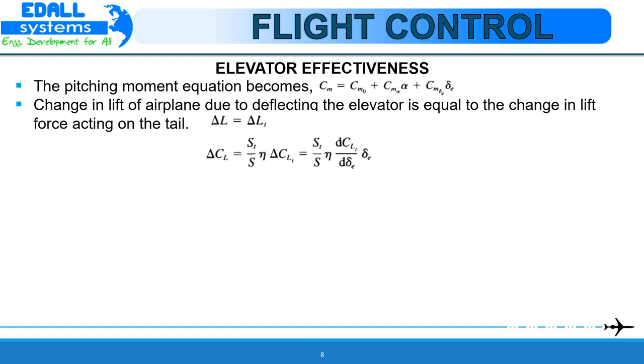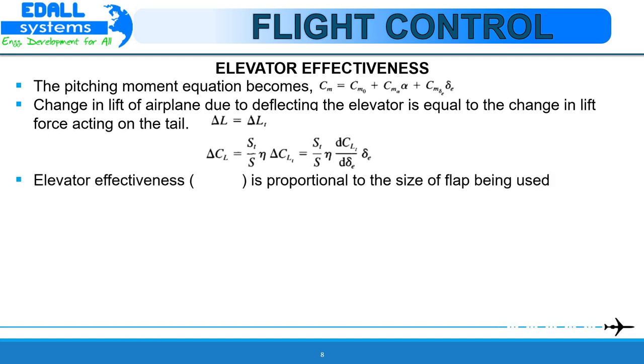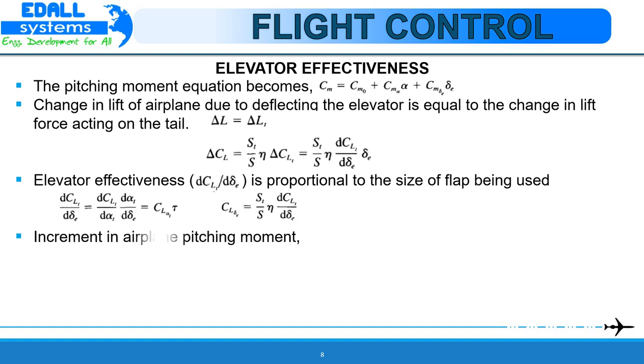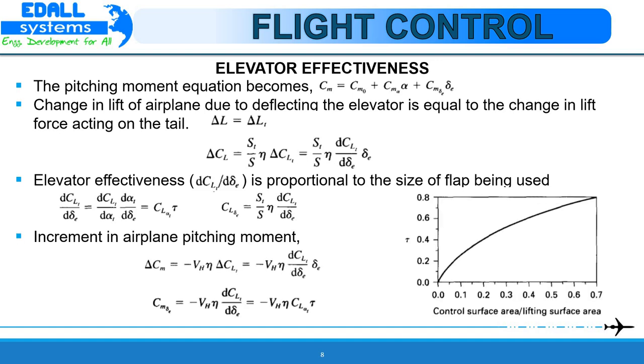dCL by d delta E is called the elevator effectiveness. The elevator effectiveness is proportional to the size of the flap being used as an elevator and can be estimated from the equation. So we get dCLT by d delta E equals dCLT by d alpha t into d alpha t by d delta E, equals CL alpha t into tau. The parameter tau can be determined from the figure here.